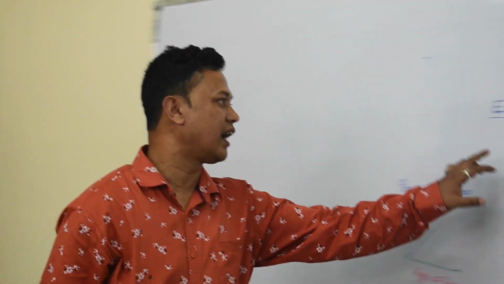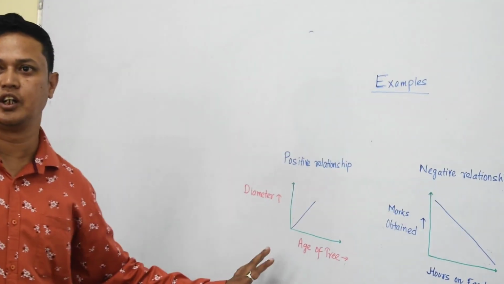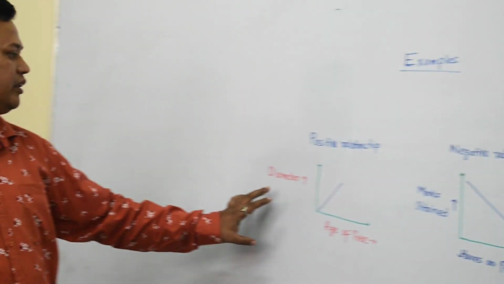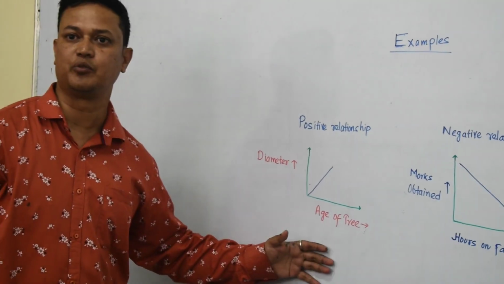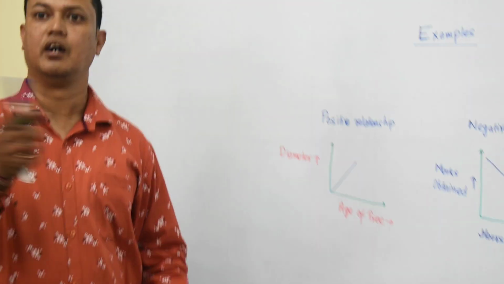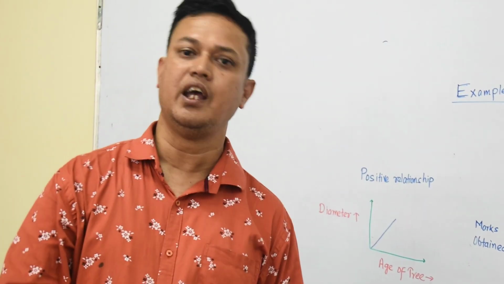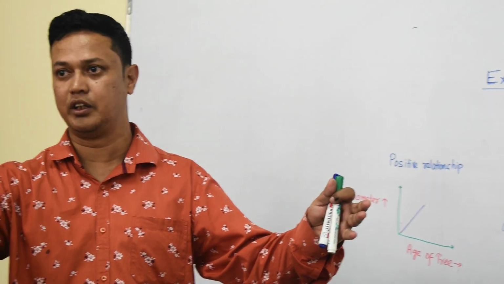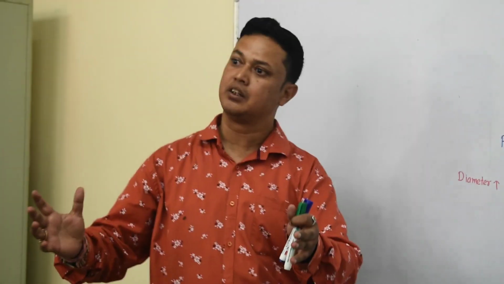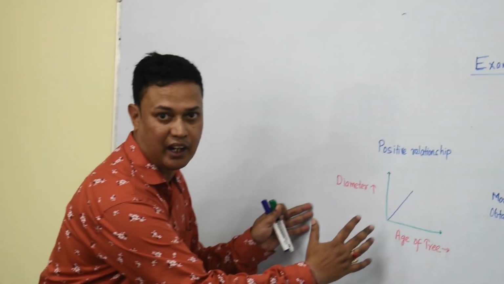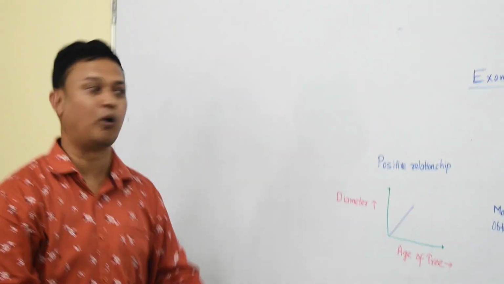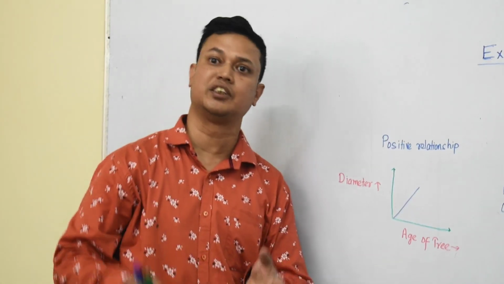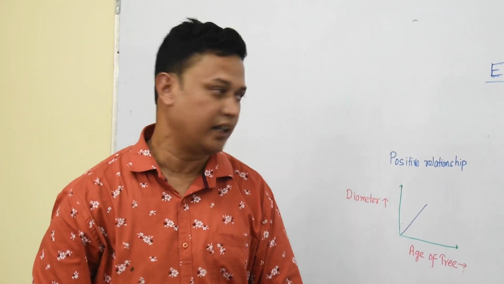Let us see some examples of positive and negative relationships. I have given you the diameter and age of a tree. All of you know there is ring formation in the tree, and each year there is a growth of a ring, so it expands laterally. So the more the age, the more the diameter of the tree. This is a positive relationship. They are related to each other, and this relationship cannot be negative.